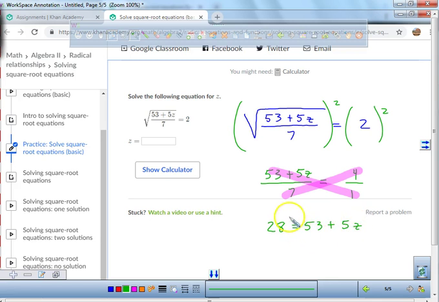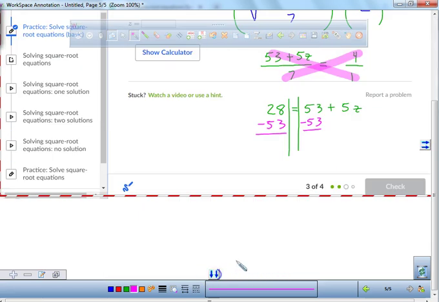Okay. So now it's just an Algebra 1 problem. All we got to do is take away 53 from this side and take away 53 from this side. What is 28 minus 53? Negative 25 is right.